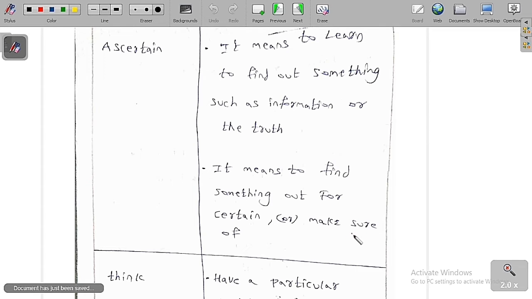If you have some doubt, you are studying that thing to make sure whether it is true or not. Suppose you are studying some subject and you have a doubt, then you open the book and read it, because you want to make sure whatever you have studied is true or not. So you are ascertaining, making sure whatever you have listened to is right or wrong by studying. So determine and ascertain have the same meaning. It means to learn to find out something such as information or the truth, to find something out for certain or make sure of.